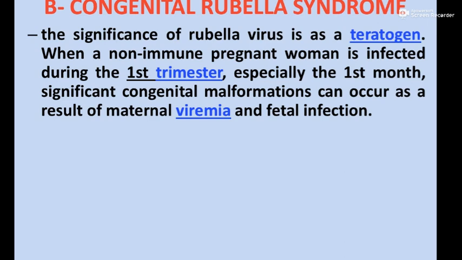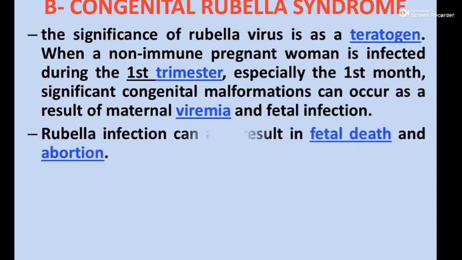The question always comes: why is it more highly risky in the first trimester or the first month? Because of the process of organogenesis. All the organs are forming in the fetus, so there is a high risk of damage to these cells. Rubella infection can result in fetal death and abortion. In early pregnancy there may be abortion, fetal loss, and maybe fetal death only, no congenital anomaly, only fetal death.